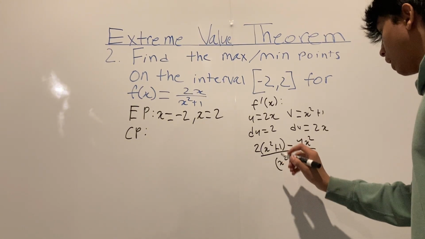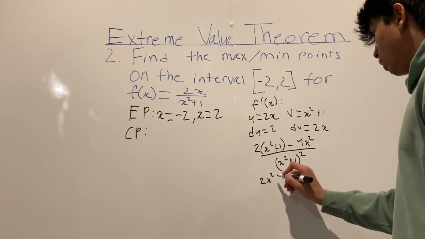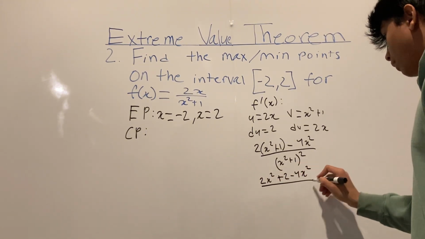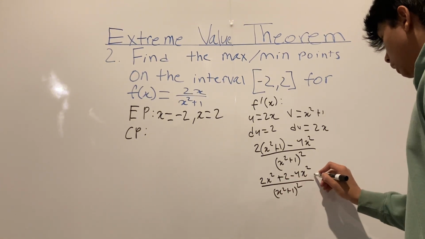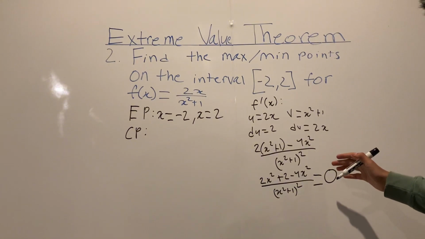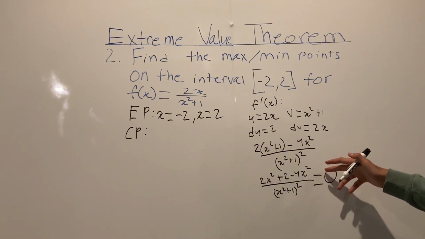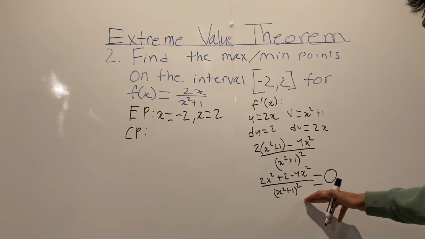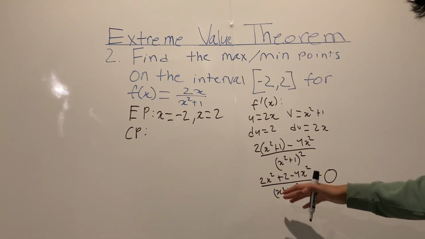And now when we simplify, we'll end up having 2x squared plus 2 minus 4x squared, all divided by (x squared plus 1) squared equals 0. Now, to get our points of horizontal tangency, we have to set the numerator equal to 0, and to get the points of our vertical tangency, we have to set the denominator equal to 0.